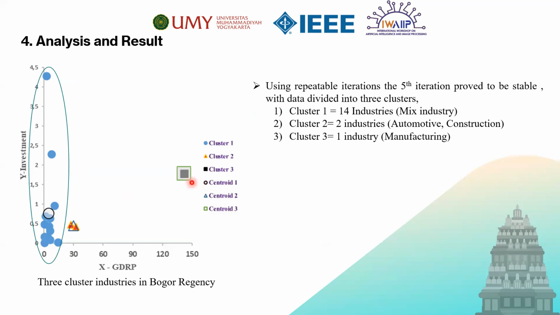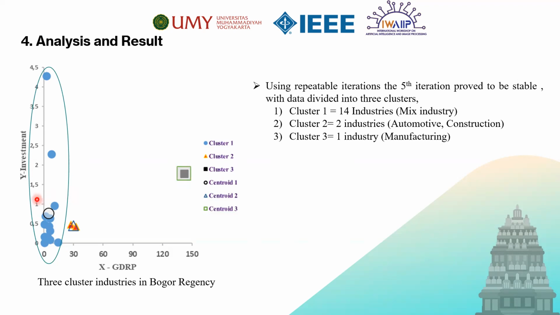So we found out that there are three clusters. First is the 14 industry, which is mixed industry in here. And then the second cluster only consists of two industry here, by the red dot, using triangle. This consists of automotive and constructions. And the third cluster only consists of one industry, which is manufacturing.